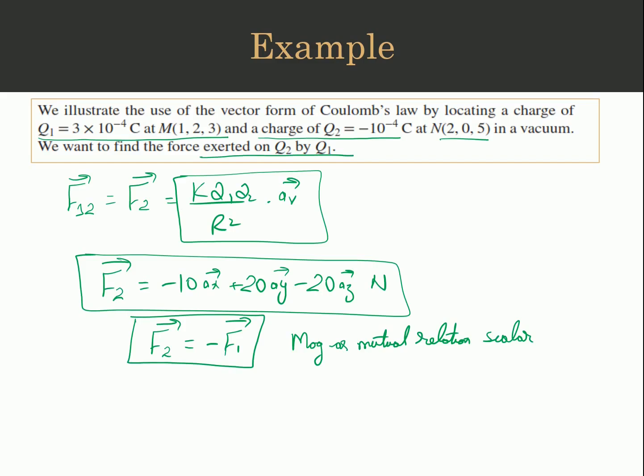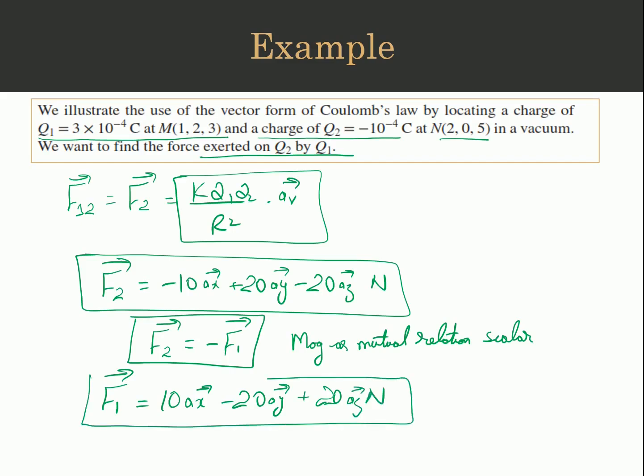The only difference is that the sign will be opposite, which means that in this case F1 will be equal to 10 ax minus 20 ay plus 20 a of z Newton. So this is an important aspect of Coulomb's law, that the magnitudes are equal, or they have a mutual force among them, but the direction is always opposite.